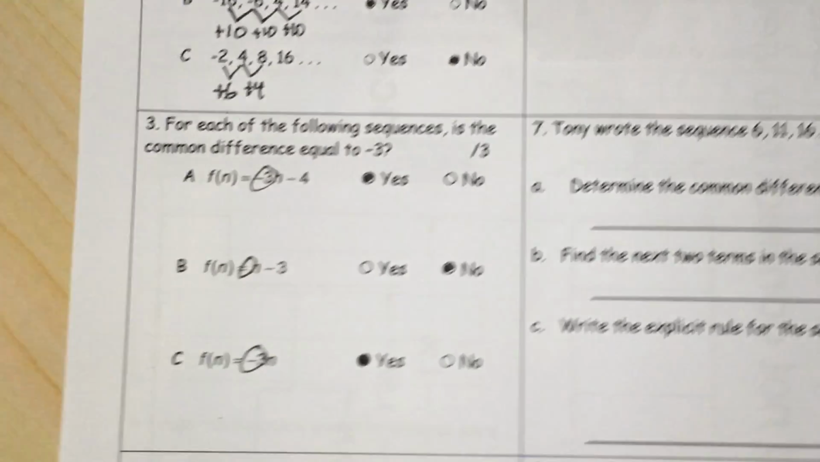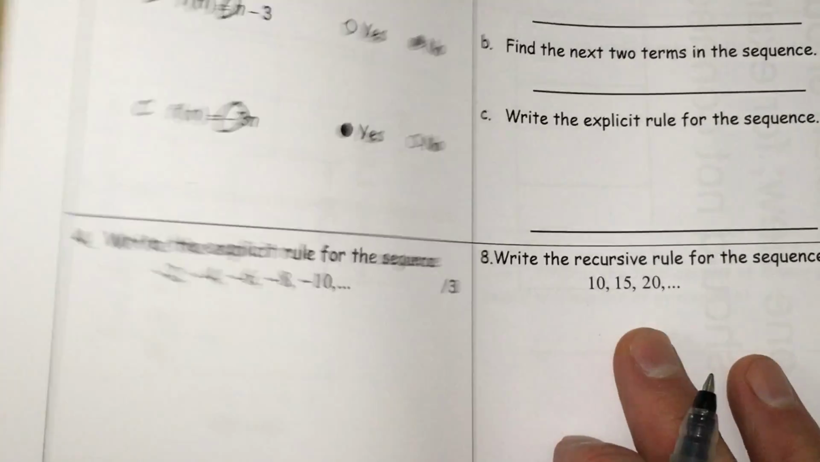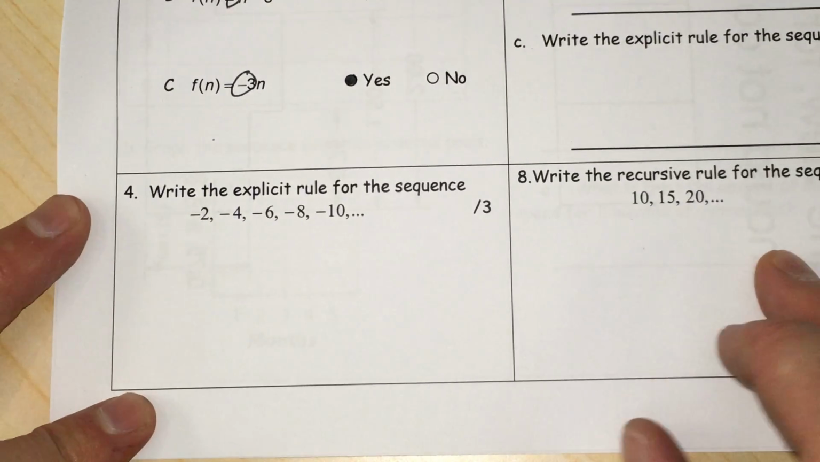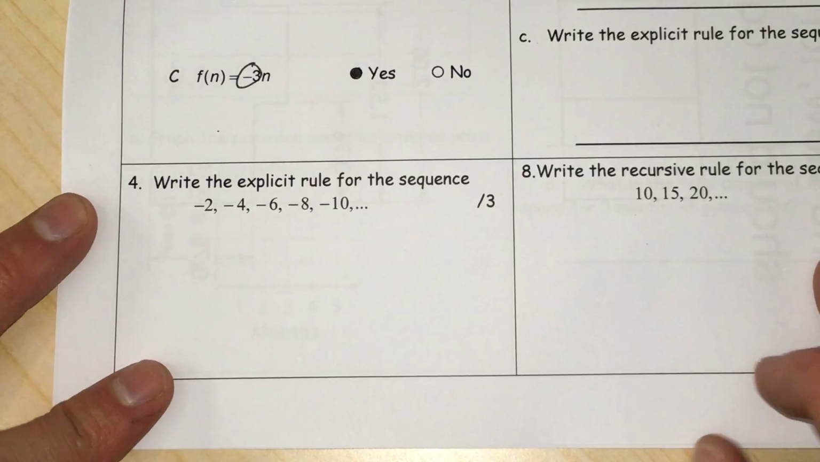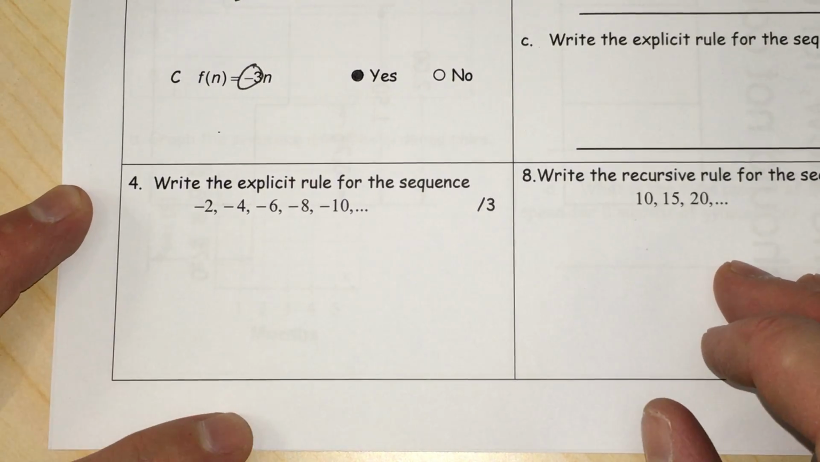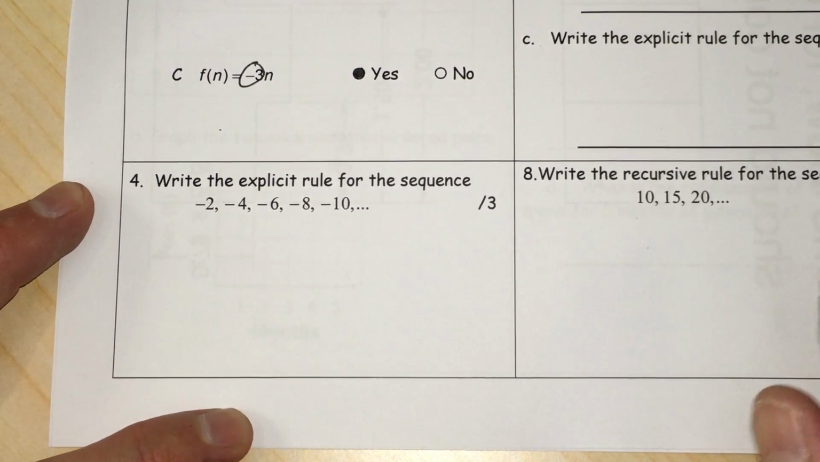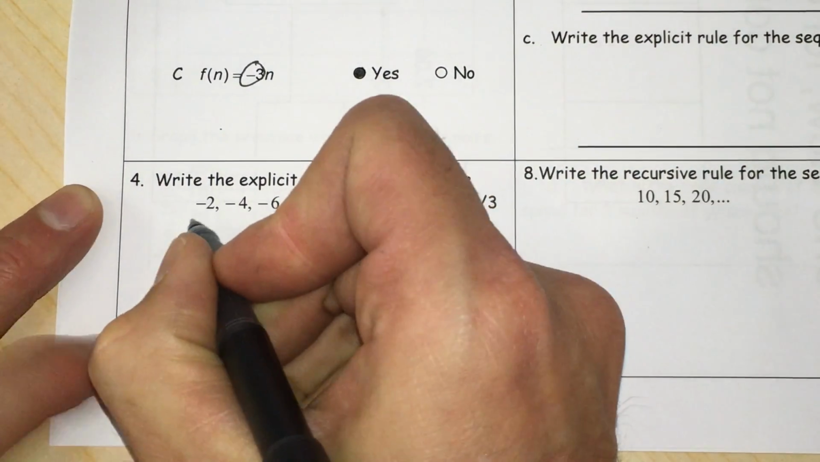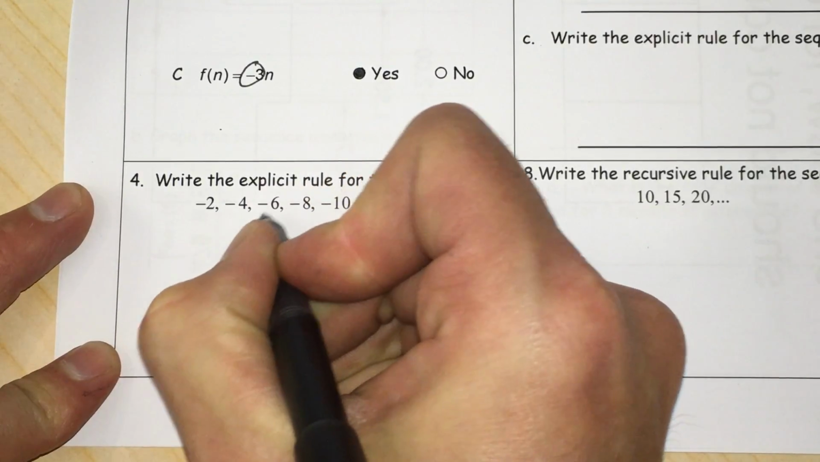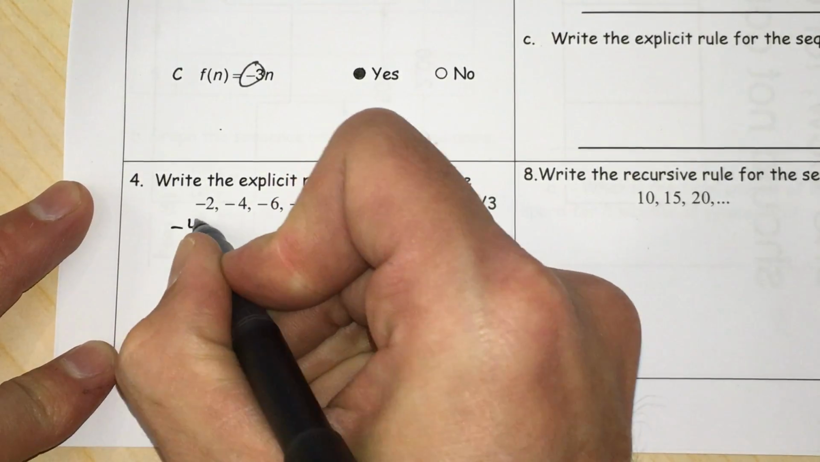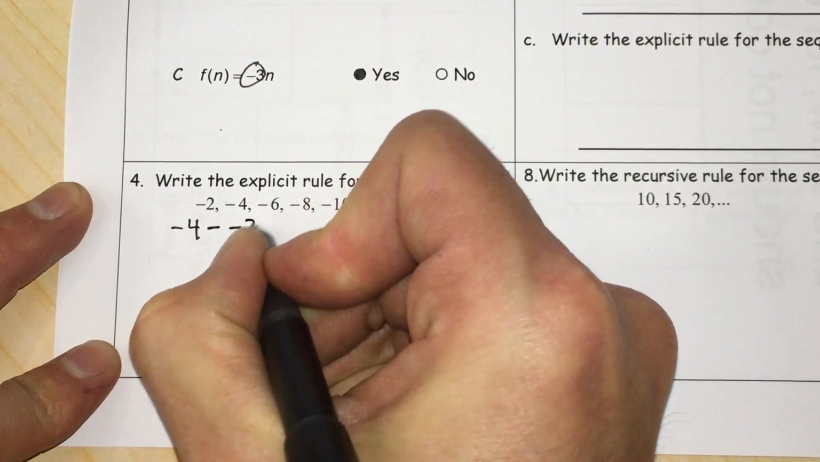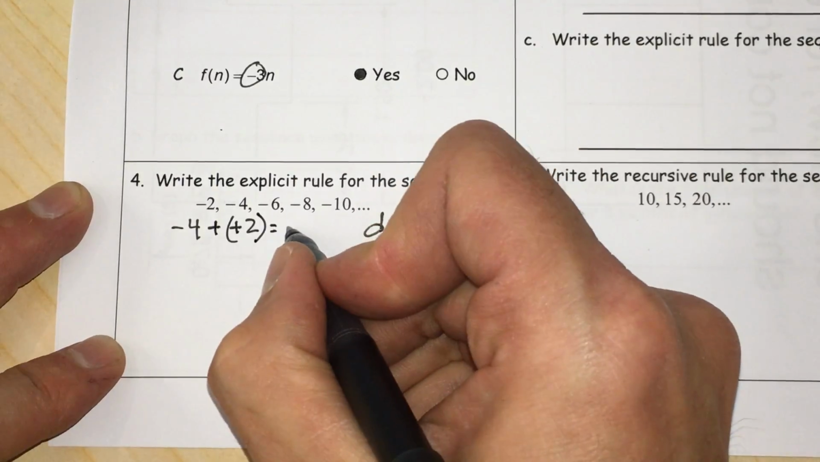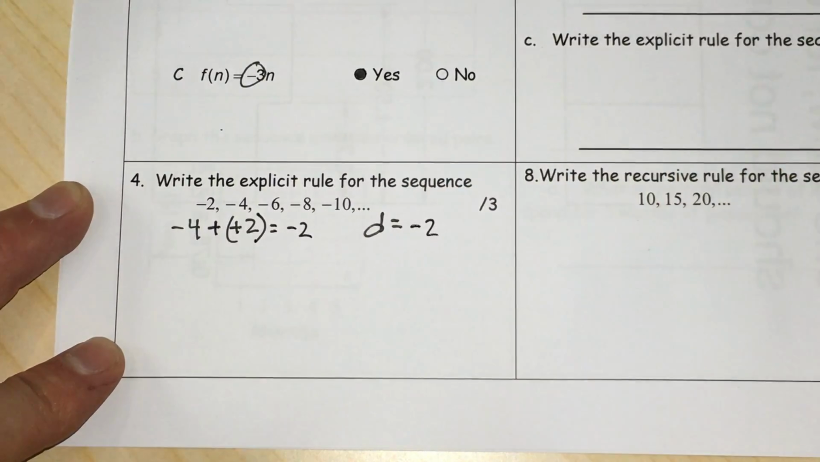All right. Write the explicit rule for the sequence. Aha. So the explicit rule for the sequence. If you're wondering how to use the explicit rule, go back to my video titled The Explicit Rule, and it will show you exactly how to do it. The first thing you've got to do, though, is find d. Okay, so d equals, well, if you can't see that it's negative 2 here, you're going to take negative 4 and subtract negative 2, and that becomes a positive, and it is negative 2. And so our common difference is negative 2.